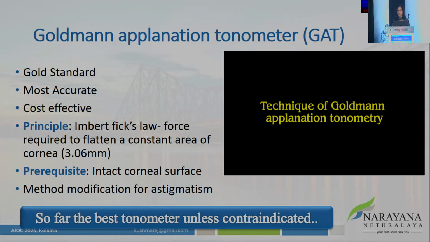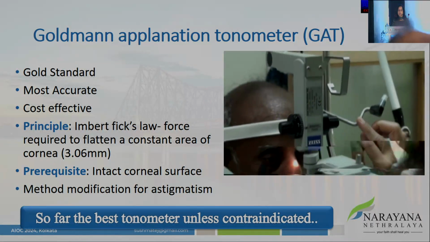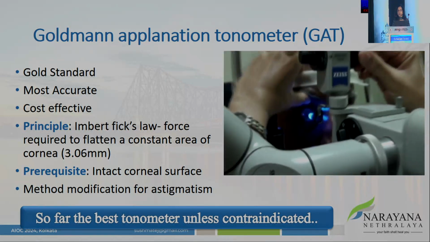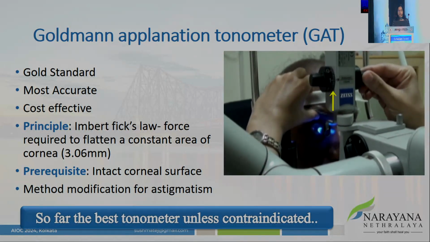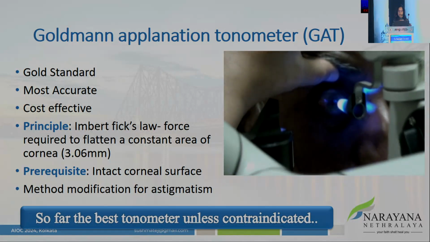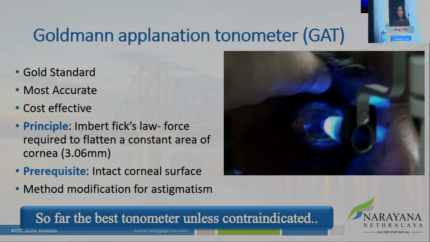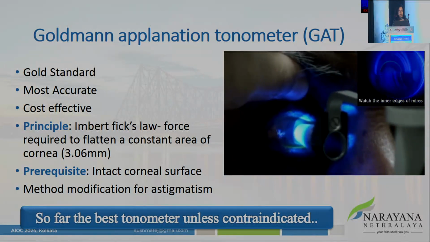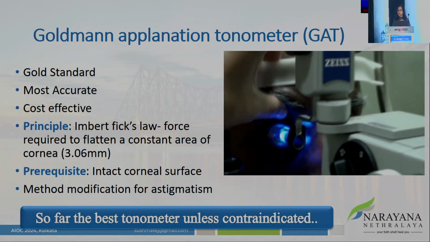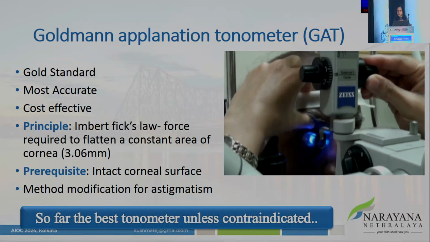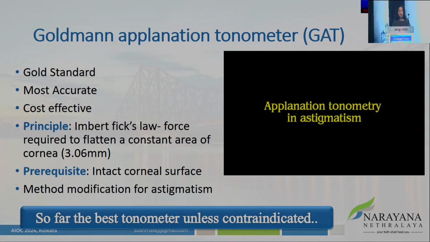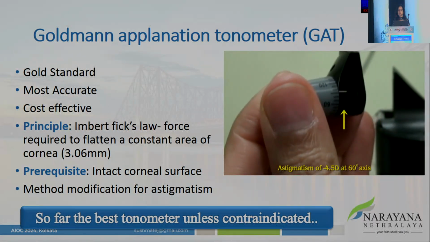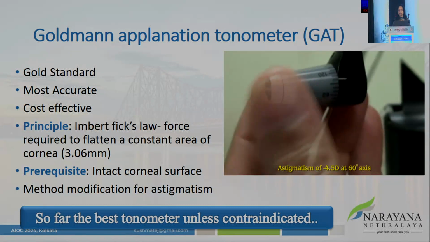Though we are yet to find the ideal tonometer, the gold standard for now is definitely the Goldmann applanation tonometer, and we know that very well. Why? Because it is the most accurate so far, and cost effective as well. It follows the Imbert-Fick principle, requiring flattening of a constant area of 3.06 millimeters on the cornea. The only prerequisite for that is an intact corneal surface, and the patient should be able to sit upright on the slit lamp. There are methods to adjust for the astigmatic patient so that we can use the prism bars and convert the astigmatism to minus and measure so as to get the accuracy.